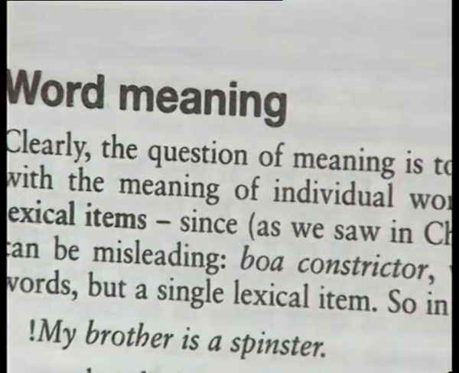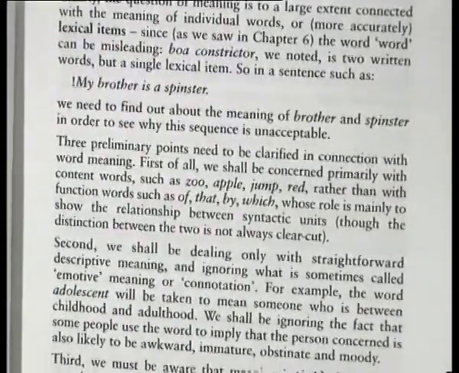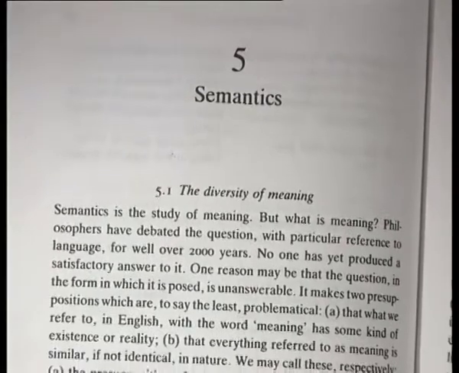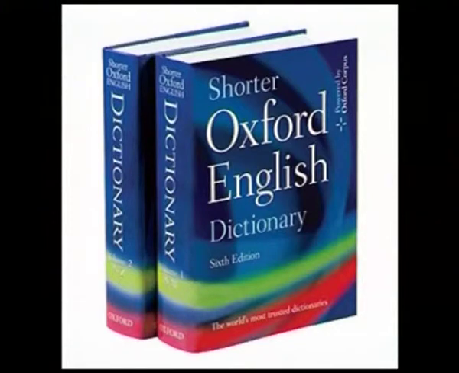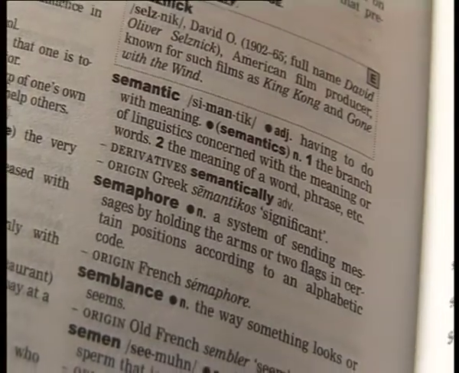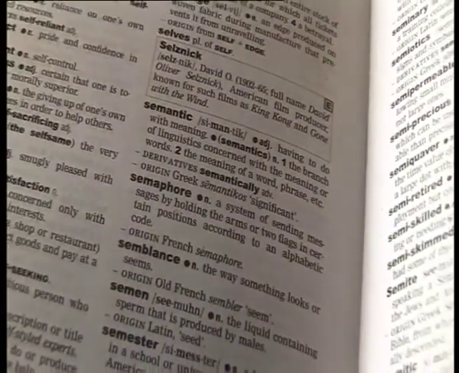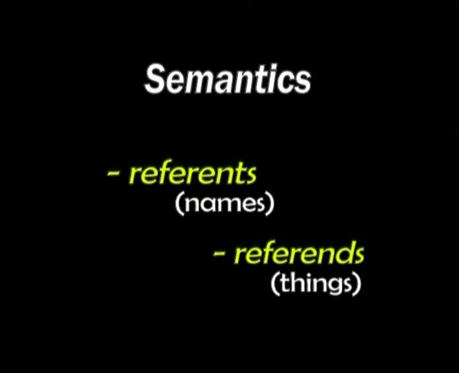The study of meaning and its manifestation in language is normally referred to as semantics. The shorter Oxford Dictionary gives the meaning of semantics as relating to signification or meaning. Broadly speaking, semantics is that aspect of linguistics which deals with the relations between referents, that is names, and referents, that is things.